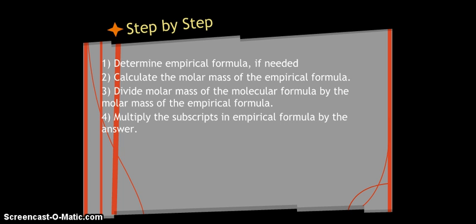Determine the empirical formula if needed. Calculate the molar mass of the empirical formula. Divide the molar mass of the molecular formula by the molar mass of the empirical formula. Then multiply the subscripts in the empirical formula by the answer.